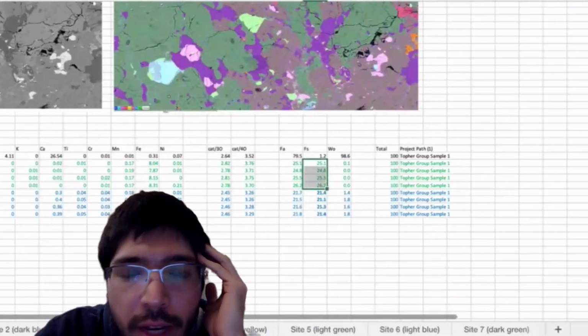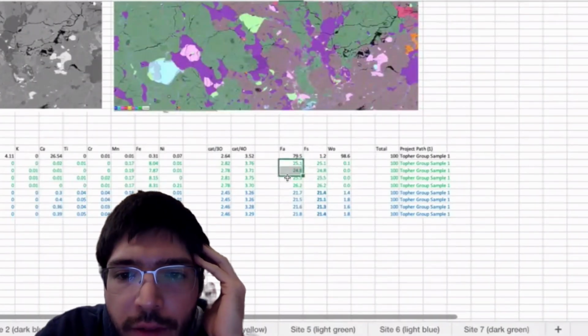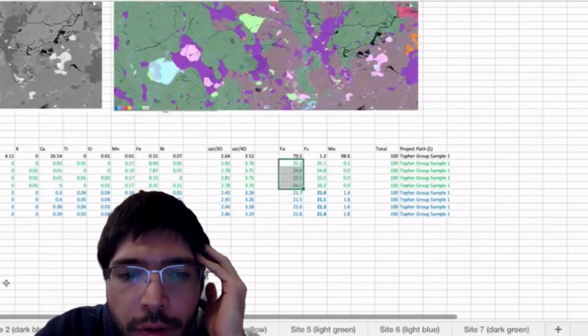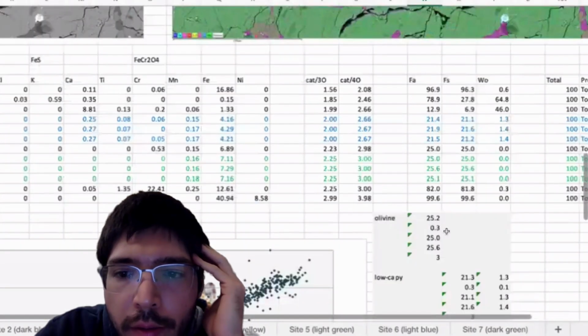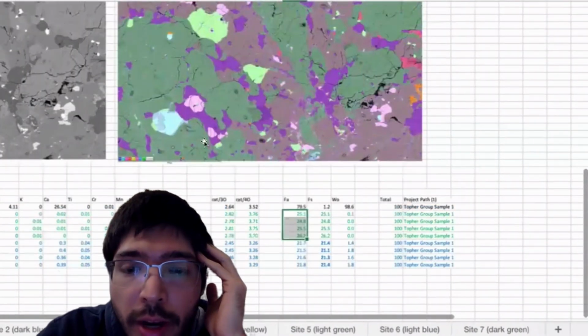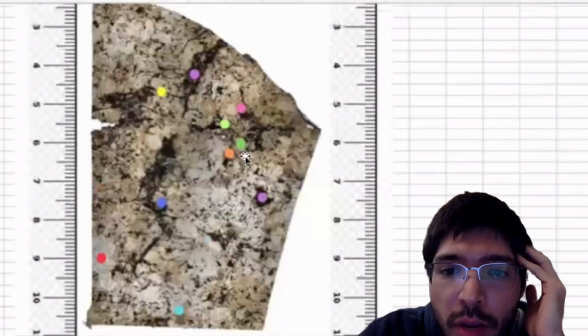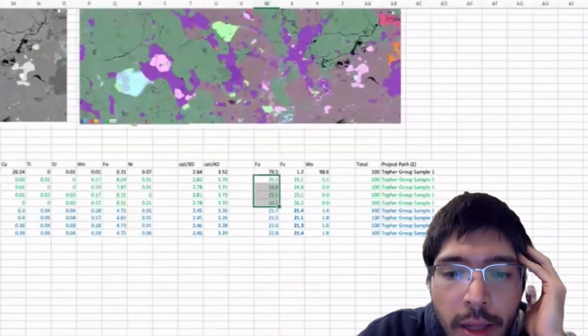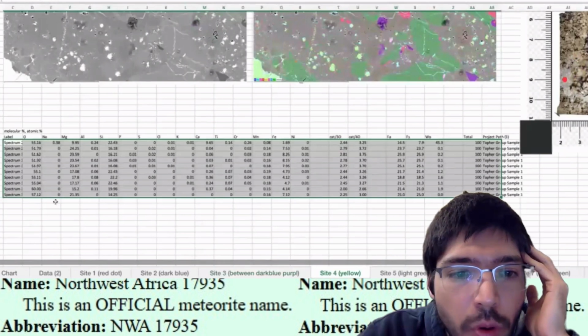For the olivine, it's a similar thing. We look at the fayalite, and we could see overlapping again with the first site. So that's all good. That means it's equilibrated, the same composition here and here. So that's a good sign for an equilibrated chondrite. Let's then go to site 4.